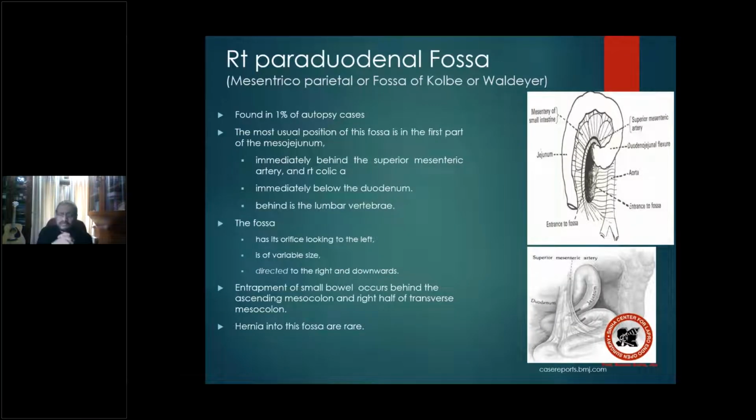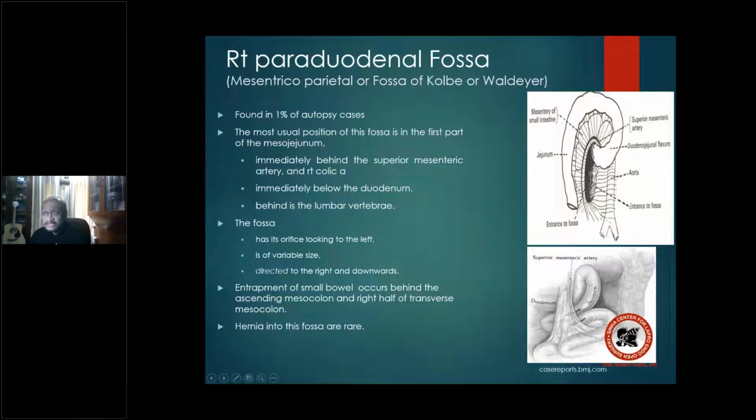And the fourth fossa that we have to remember is the right paraduodenal. So you've got the superior, the inferior, the left paraduodenal, and the right paraduodenal. Very, very simple. The right paraduodenal is also known as the fossa of Waldeyer, fossa of Kolb, or mesenterico-parietal fossa. It is found even less commonly, only in about 1% of autopsy cases, and the most usual position of this fossa is the first part of the mesojejunum.